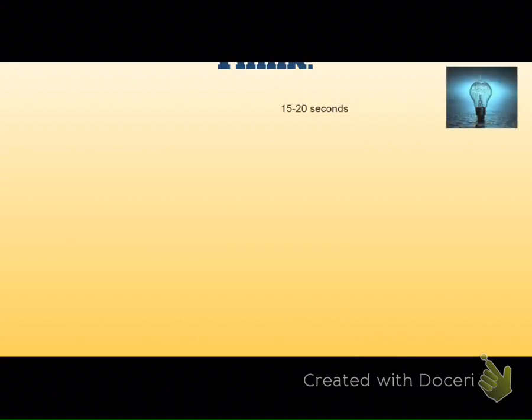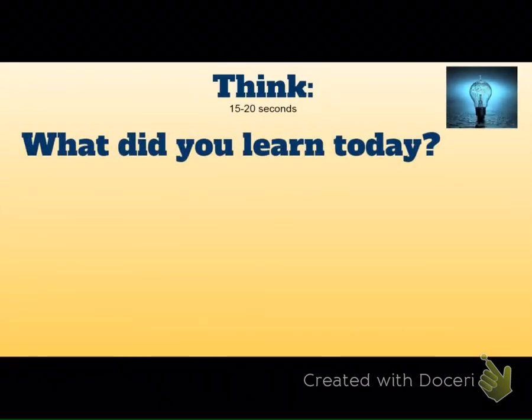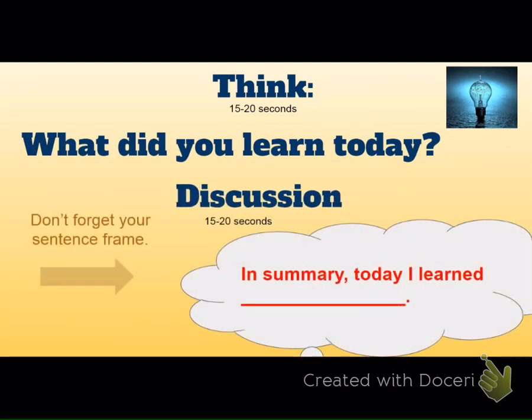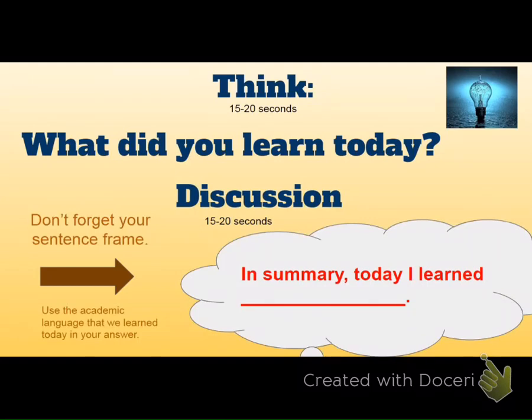Okay, well, let's think for a second. What did we learn today? What exactly did we talk about? What was different than what we've done in previous lessons? I'd like you to have a quick discussion with your neighbor. Remember to use your academic language. Think of our vocabulary that we used today. We're not using the word answer. There's another word that we use for an answer for a division. That's quotient, right? So let's make sure we use that in our sentence frame. In summary, today I learned. Turn and speak with your neighbor.